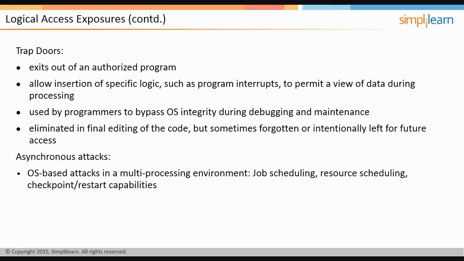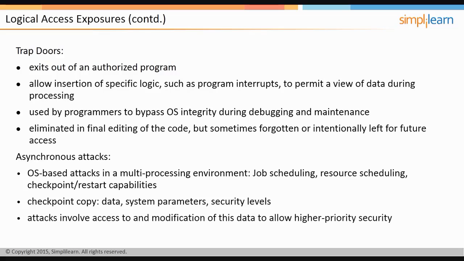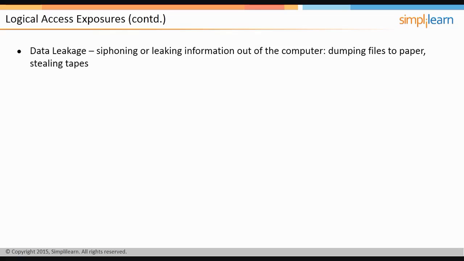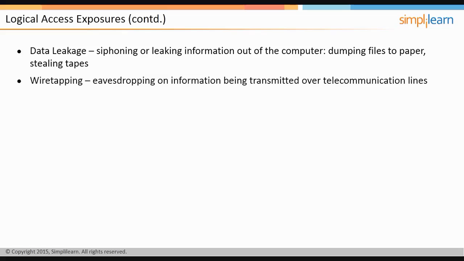Job scheduling, resource scheduling, checkpoint restart capabilities, checkpoint copy, data, system parameters, security levels. Attacks involve access to and modification of this data to allow higher priority security. Results in unauthorized access to data, other programs, and the OS. Data leakage involves siphoning or leaking information out of the computer, dumping files to paper, stealing tapes. Wiretapping. This is eavesdropping on information being transmitted over telecommunication lines.